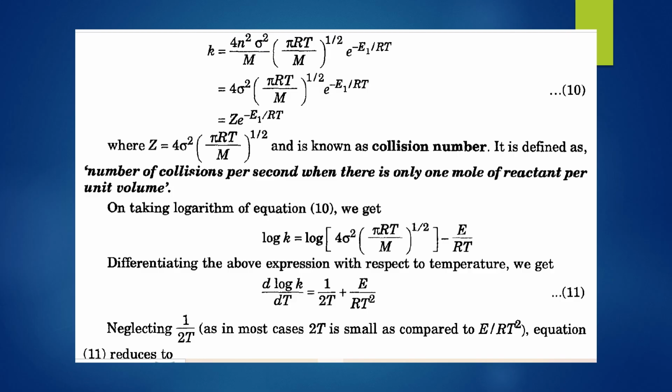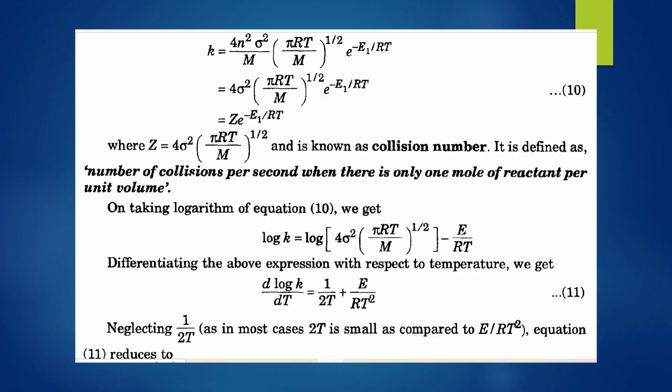This Z is defined as the number of collisions per second when there is only 1 mole of reactant per unit volume. So we are going to take this collision number for deriving the rate constant of bimolecular collision theory. And now, on taking logarithm of equation 10, we get log k equal to log 4 sigma squared (RT by m) whole power half minus E by RT. The exponential will get removed here.